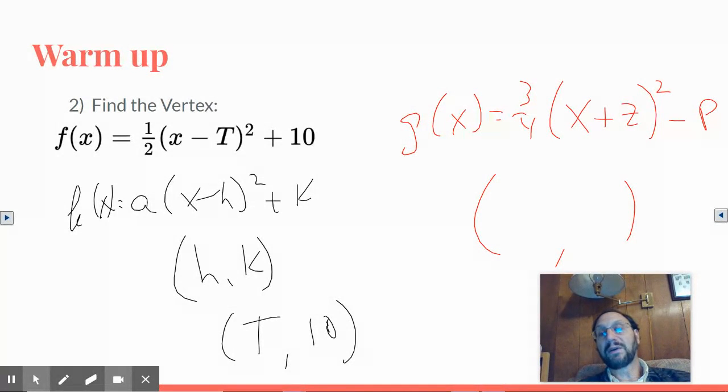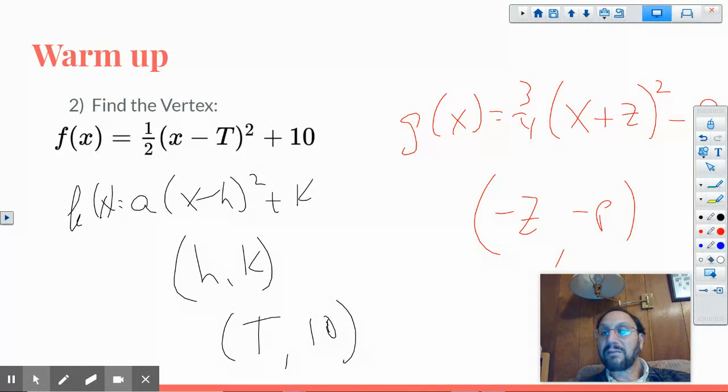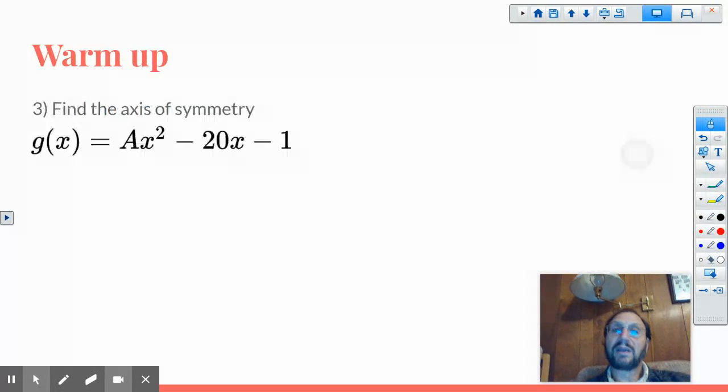Hopefully you tried it. So x minus h is equal to x plus z. So the h value is the opposite of z. Just like if that was x plus 4, you know the h value would be -4. The k value is -p. So that's the vertex. That's all I can say. I don't know how else to explain that, but it's just following a formula. You need to know the formula, and therefore it works out fine. Next one, we have the formula for this one.